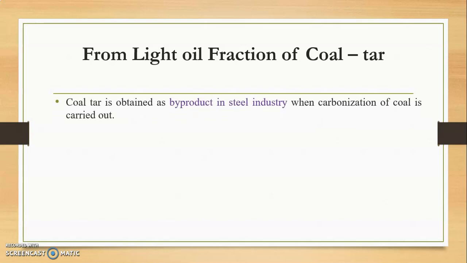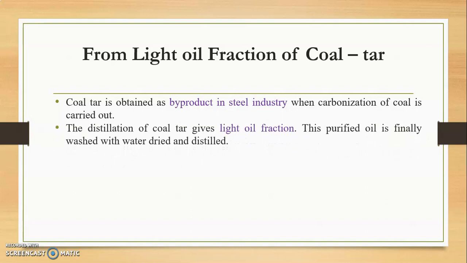Now what is coal tar? Coal tar is a byproduct which is obtained in the steel industry when carbonization of coal is carried out. So coal tar means what? It is a byproduct that is obtained after the carbonization of the coal, mainly in the steel industry. So this is the waste product.